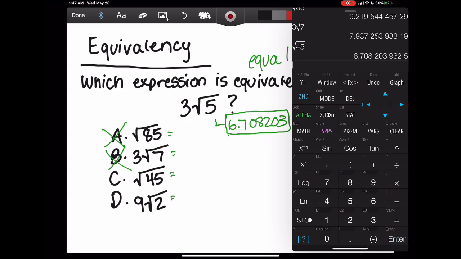6.708203. It looks like we have a winner. 6.708203. Once you see that those numbers match up, you know that these two expressions are going to be equivalent to each other.